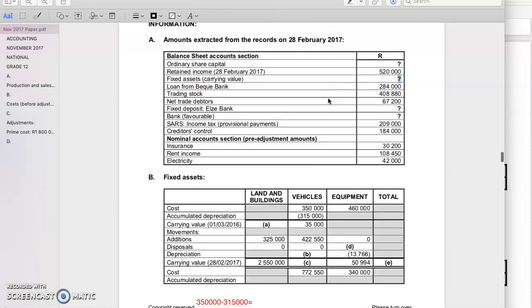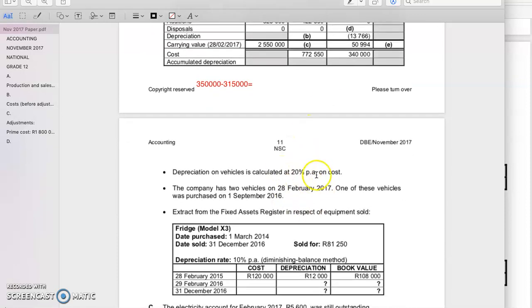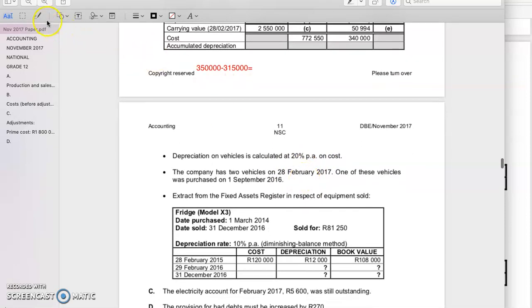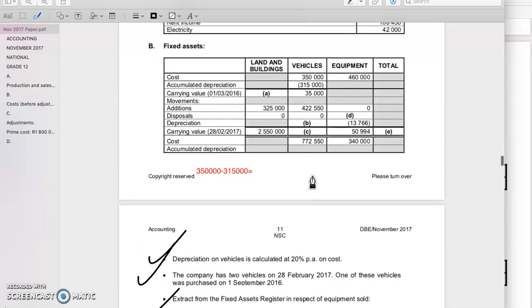Number 2, can we get information from our extra note? Our extra information? Yes, we can. So right here we have depreciation on vehicles information, we have more vehicles information, and we have equipment information. Very quickly, right at the start, know where you're looking for calculations.